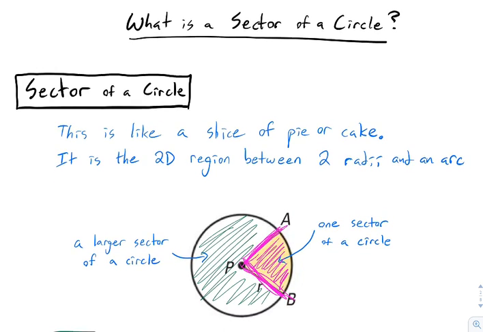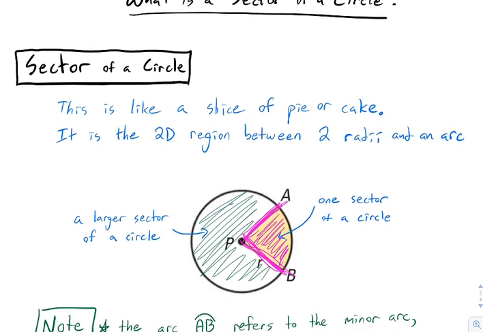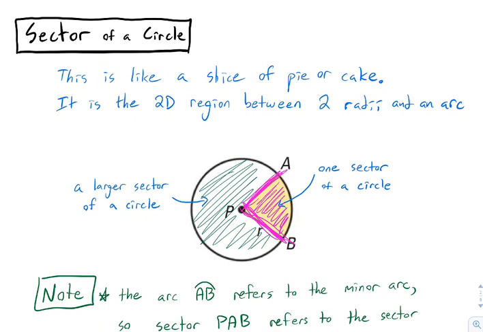Now, if we say sector PAB, because the arc AB always refers to the minor arc, sector PAB will always refer to that minor sector. I don't know if we actually used that exact wording, but because we have the minor arc assumed, sector PAB is always talking about the smaller sector.